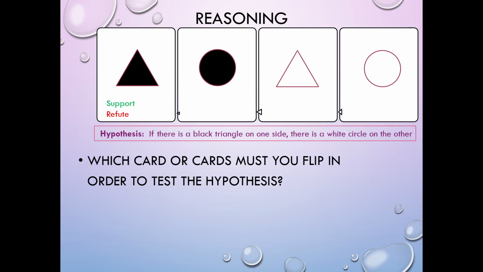All right. So if you were to flip over the black triangle, which is the most popular one to flip, almost every student wants to flip the black triangle. That's not a bad idea, because if you flip it over and you find a white circle, then you have evidence that supports the hypothesis. If you flip it over and you find a black circle, then you have evidence that refutes the hypothesis. So the black triangle is very attractive, and most people want to flip it.